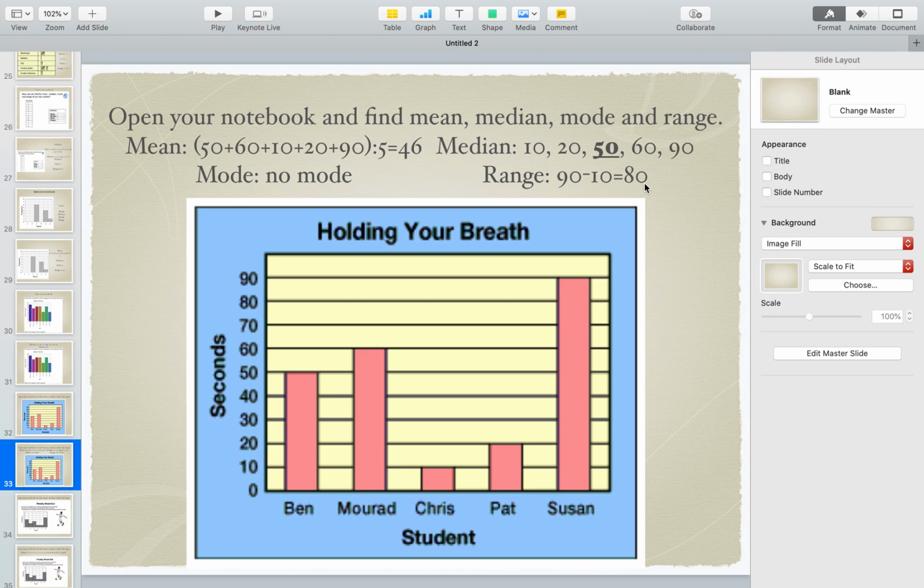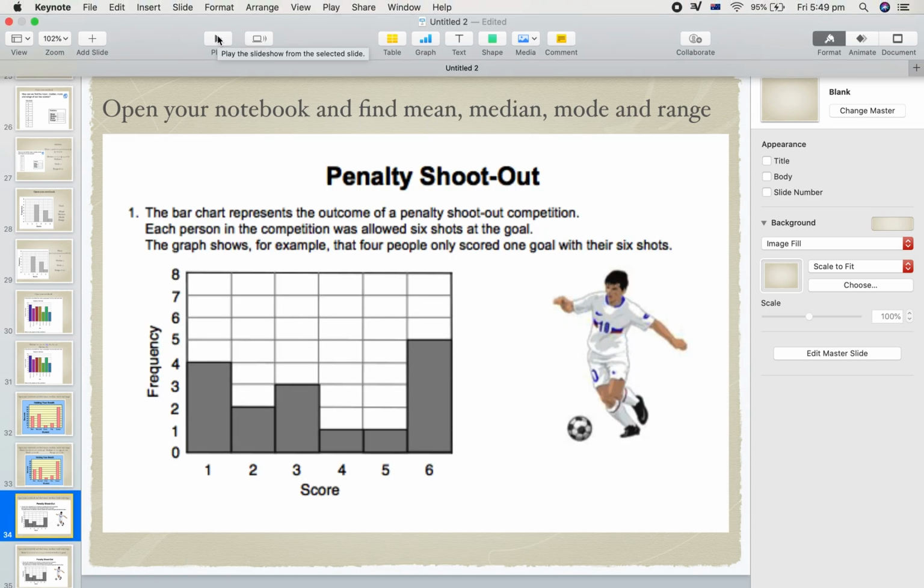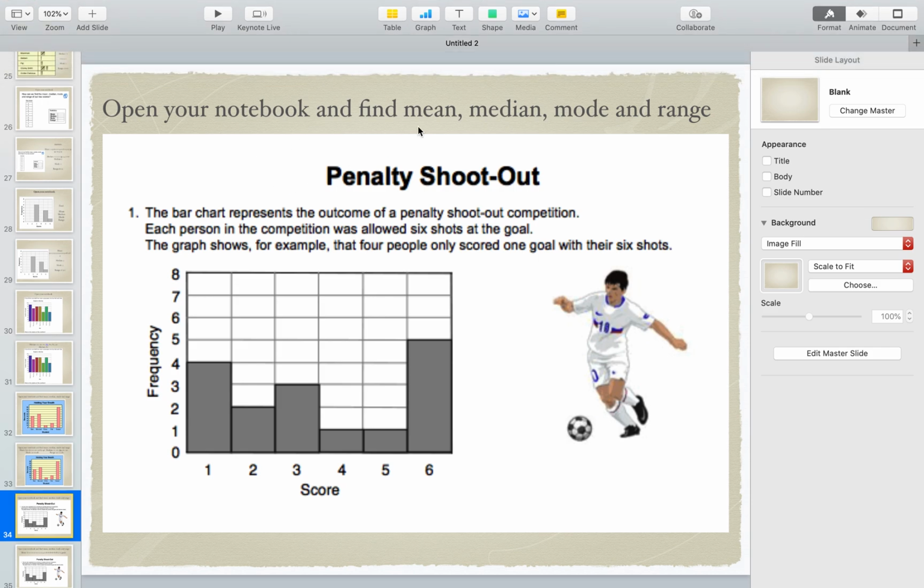Yes, seems to be okay. So these are the answers. Now, one more question, please. If you can open your notebooks for this one. So find mean, median, mode, and range.